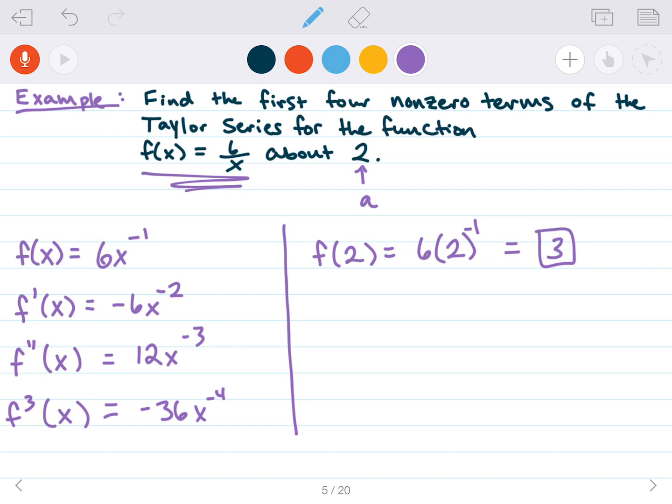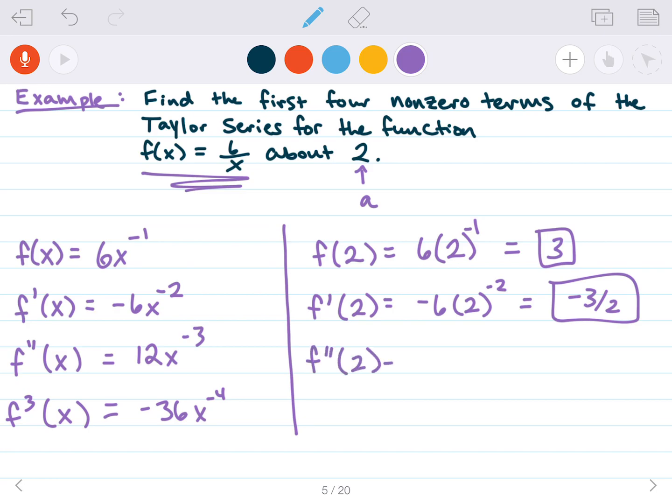All right, so this is the point where I'm finding part of my coefficient. I still have to deal with the factorial here, but let's go ahead and plug in 2 into our first derivative function. We have negative 6 times 2 to the negative 2, and that is going to give me negative 3 over 2. All right, let's do the second derivative at 2.